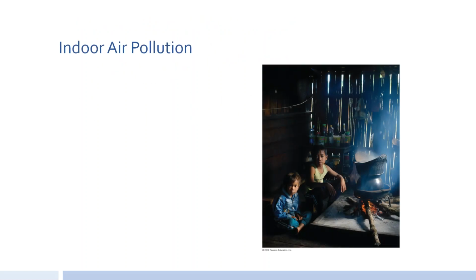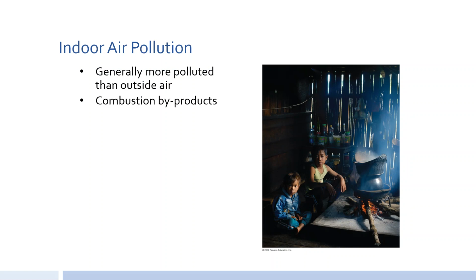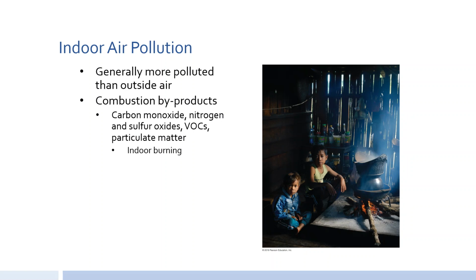I'm also going to talk about indoor air pollution. Right? We tend to think mostly of outdoor air pollution, but generally speaking, indoor air is more polluted than outside air. And that happens for a variety of reasons, including byproducts of combustion. So we can see here this indoor cooking, which we tend to not cook like this in the United States, obviously, with a wood burning fire happening directly that your food is cooking on in your house. Right, but this includes things like carbon monoxide, nitrogen and sulfur oxide, those VOCs, those volatile organic compounds, and particulate matter, things like indoor burning and secondhand smoke.